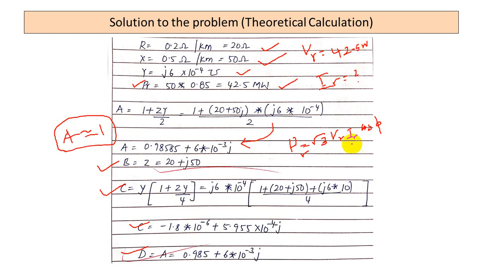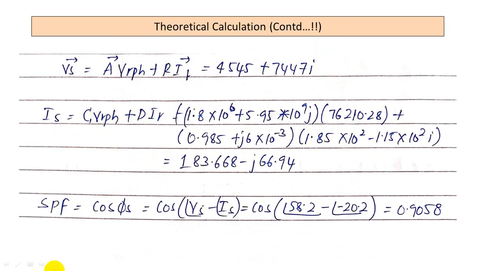IR is equal to PR divided by root 3 into VR cos phi. When you substitute it, you will get the IR value as something like this: 1.85 into 10 to the power 2 minus 1.5 multiplied by 10 to the power 2 into j. This is the value of your current IR. So once you have found IR, you can directly go with the calculation of your VS and IS.